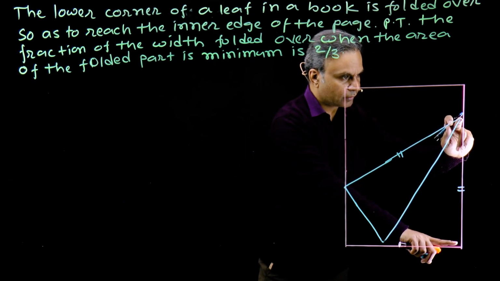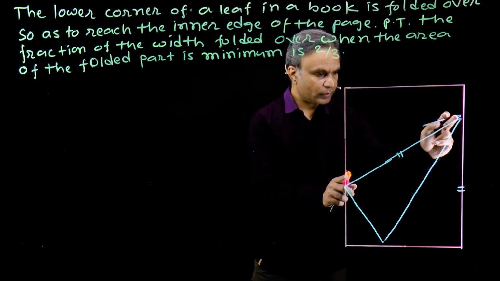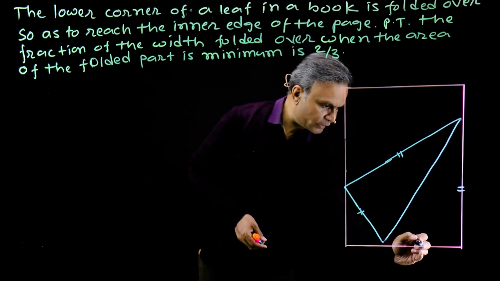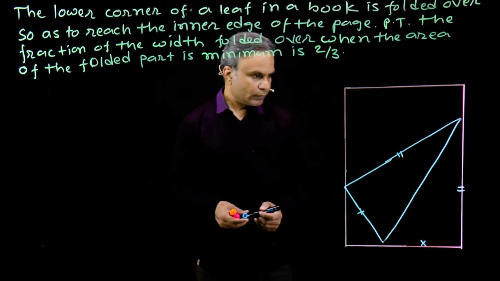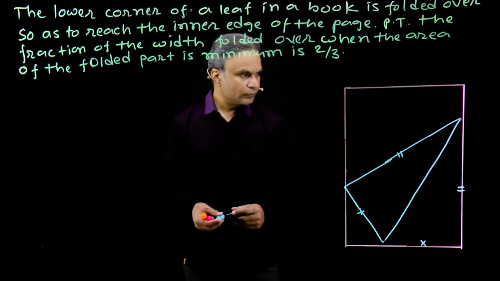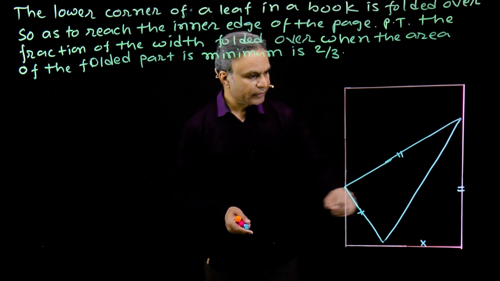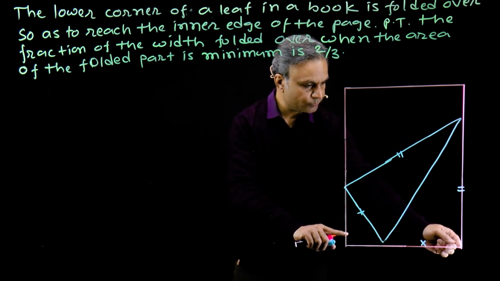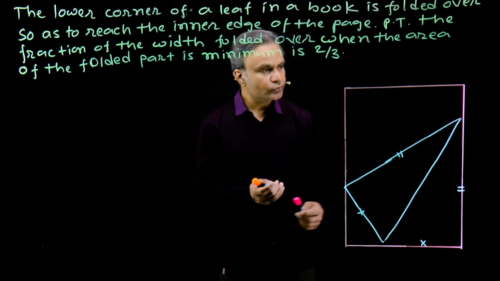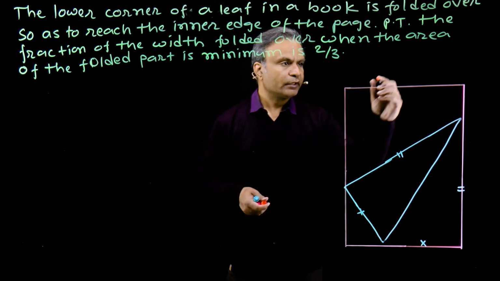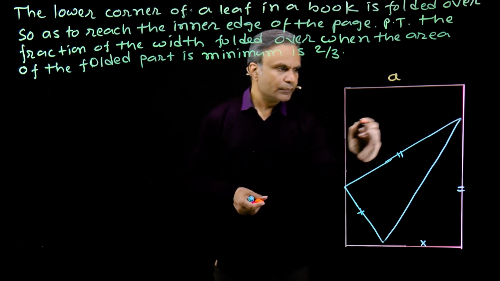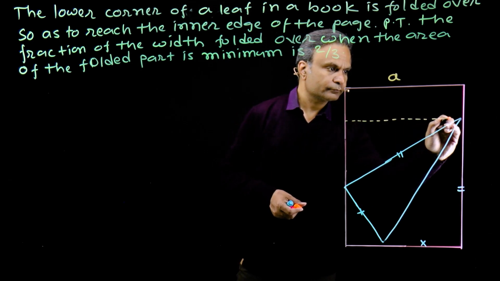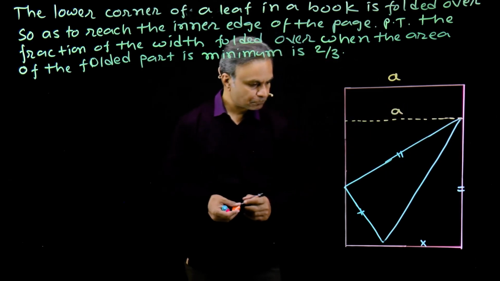This part after folding comes here. Okay, and this part after folding comes here. Okay, so these two lengths are equal. Okay, and this is the folded part, which is a triangle. We have to prove that when area of this triangle is minimum, then this folded width is 2/3 of this actual width. Suppose actual width is a, actual width हम a assume कर लेते हैं. ठीक है, let's draw this line here, and dotted line. Okay, this is also a.